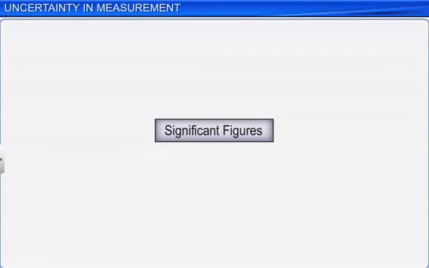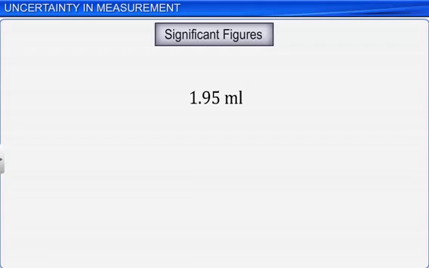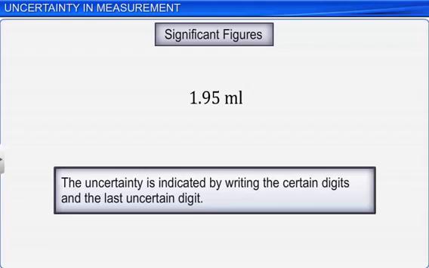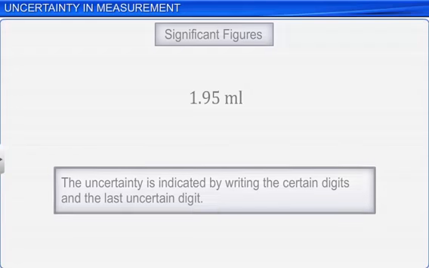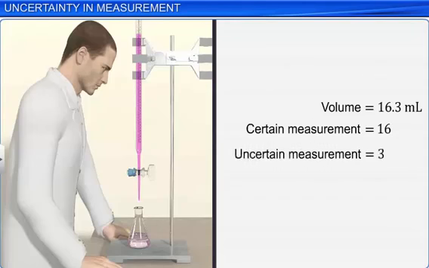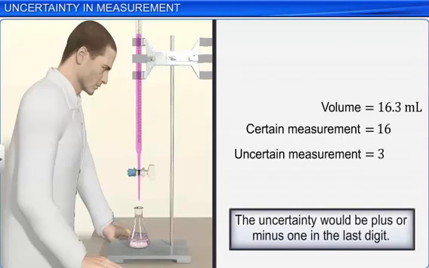The certainty and uncertainty in a measurement is indicated through the use of significant figures. Significant figure is the total number of certain digits in a number, including the last digit whose value is uncertain. The uncertainty is indicated by writing the certain digits and the last uncertain digit. For example, if a measurement is reported as 16.3 ml, we can say that the 16 is certain and 3 is uncertain, and the uncertainty would be plus or minus 1 in the last digit.